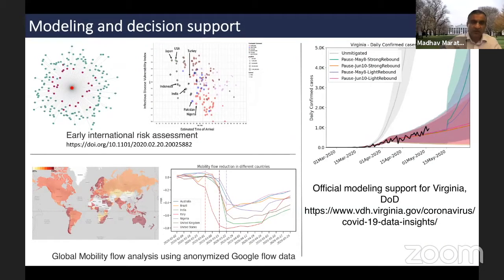On the top left, we did a study, and this is on medRxiv, it's under review. We studied early on how the disease would make its way to other countries once it starts to move out of China, and we could do a reasonably good job of predicting this, what's called importation risk. On the right side is our weekly projection for our state. We do a fairly detailed analysis, and this data is available on the state website every week after we are done.